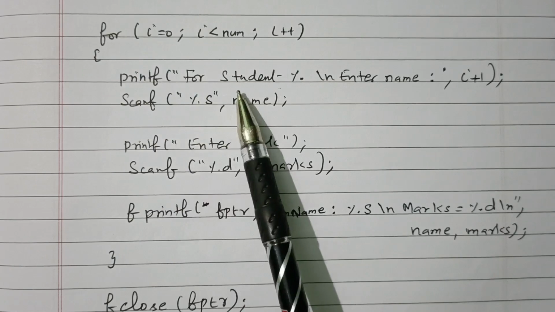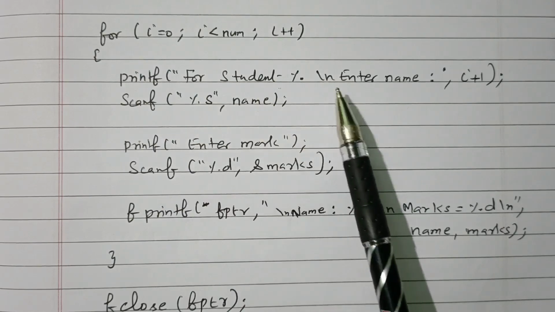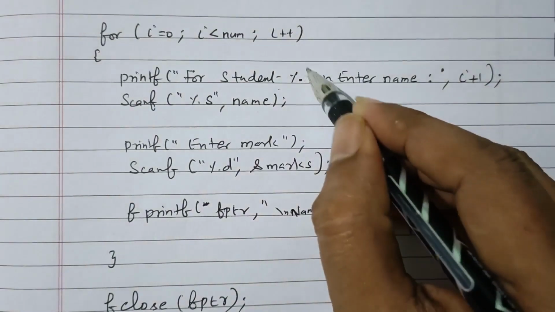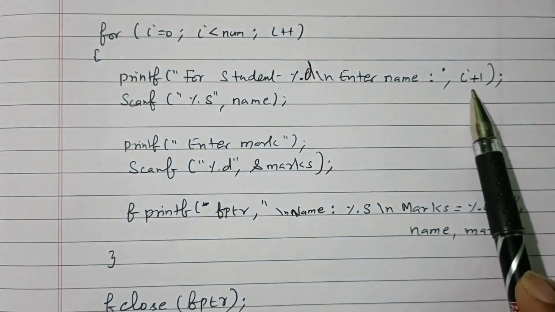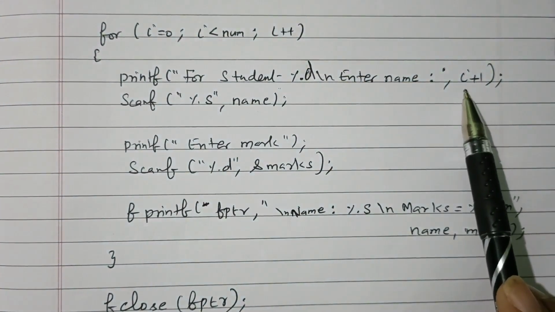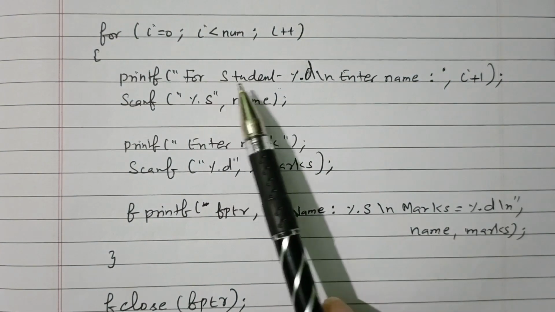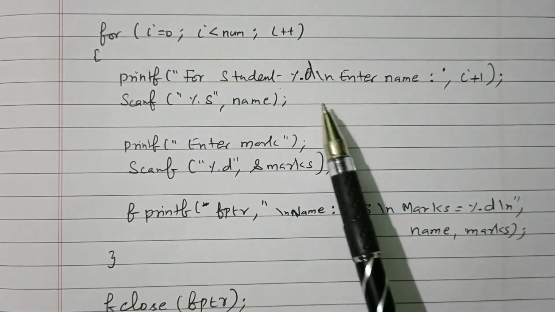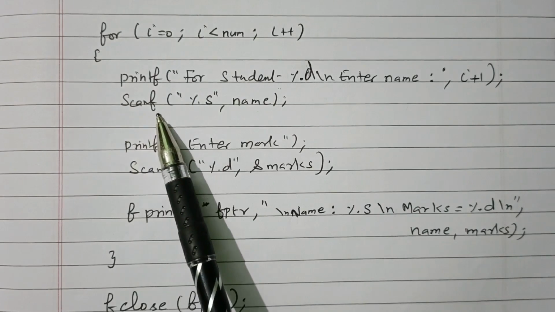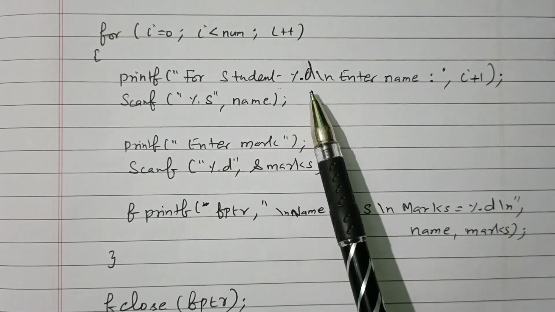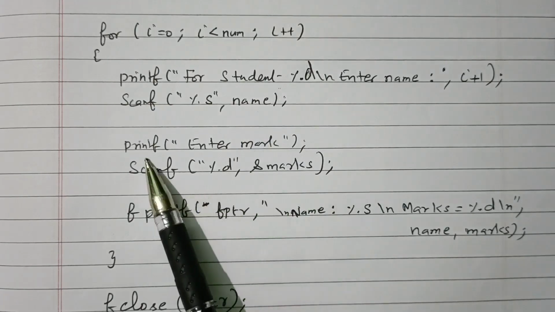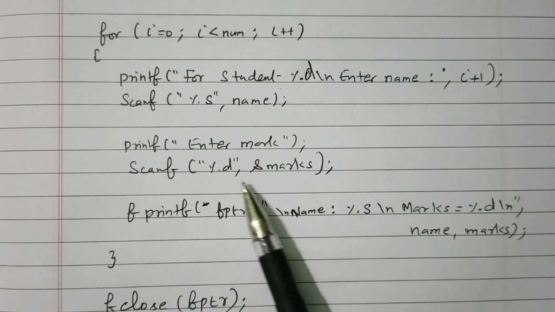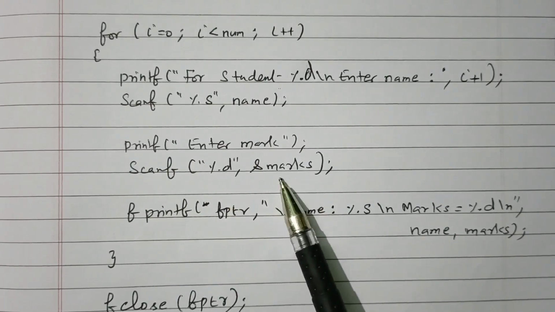printf, for student %d, next line, enter name. This %d refers to i plus 1. The i value is 0, so i plus 1 means 1. So for student 1 it will print 1. When i is 1 it prints 2, then 3, and so on. Then the user will enter the name, scanf of %s and name. The name entered by the user is stored in name. Then printf enter mark. Then the user will enter the mark, %d and &mark. %d refers to the integer type, with the address of mark.